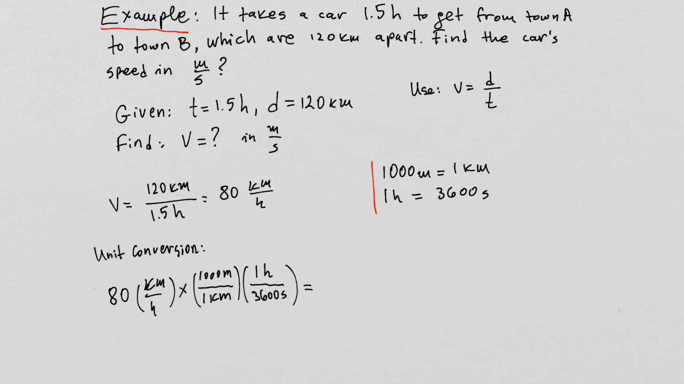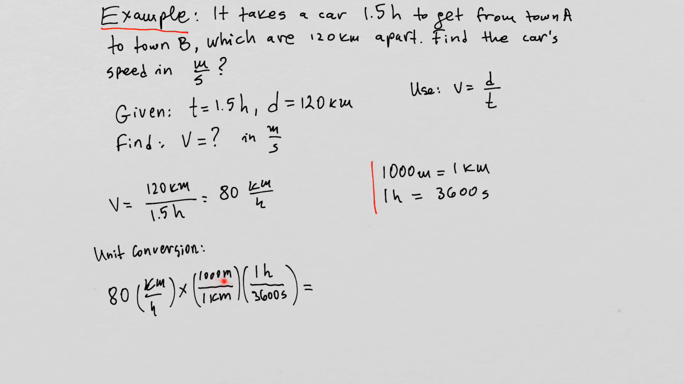So here is the conversion. 80 kilometers per hour, I will multiply by two conversion factors at the same time. The first conversion factor converts from kilometers to meters. And since kilometers are the old units and they are in the numerator, in the conversion factor I have the old units in the denominator, and the new units, which would be meters, are in the numerator.